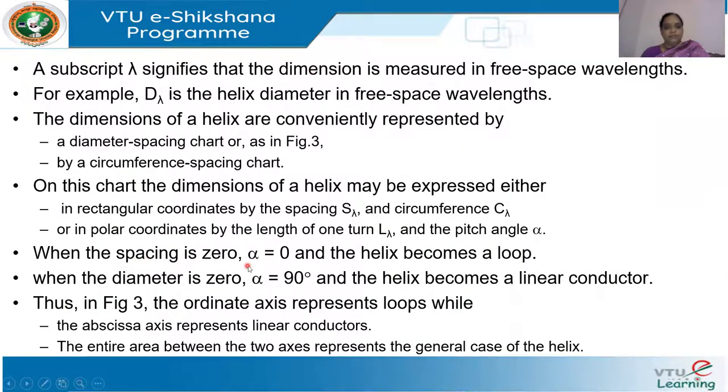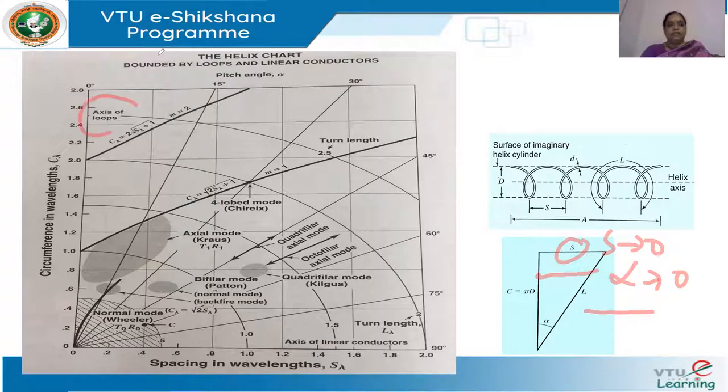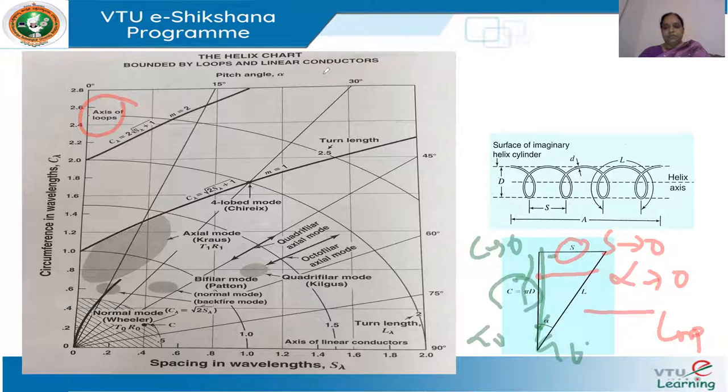As we have seen, when the spacing is zero, this can also be expressed in terms of alpha. When the spacing is zero, alpha becomes zero. When s tends to zero, what happens to alpha? Alpha tends to zero, and this will be the axis of loops, so it becomes a loop antenna. The other extreme is when c tends to zero, or the diameter d tends to zero. If you bring it down, squashing it, alpha tends to 90 degrees. You keep reducing this, only s is there, s becomes longer and longer, and alpha tends to 90 degrees.